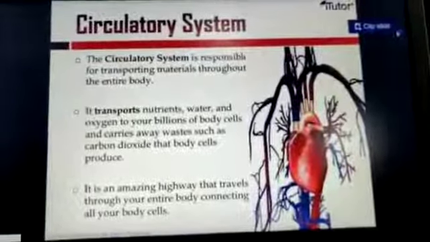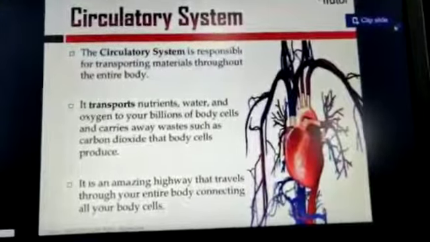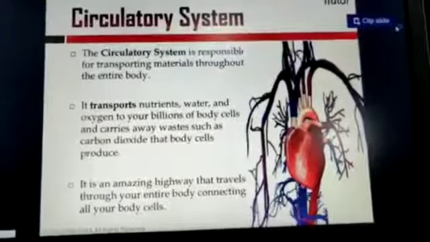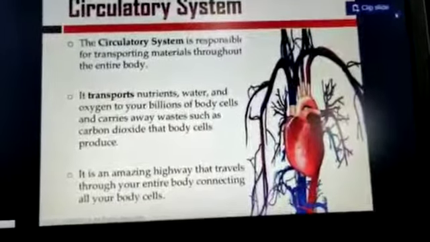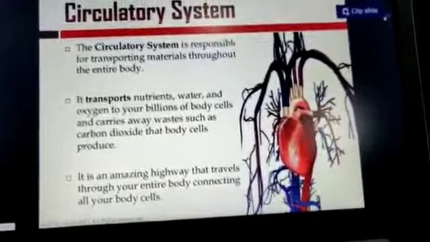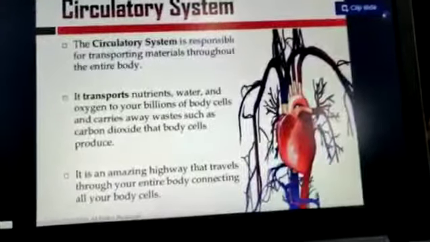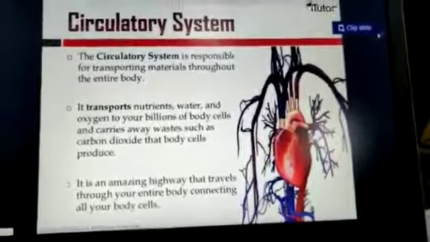What is the circulatory system? The circulatory system is the system which is responsible for transporting material to every part of the body. So what does this circulatory system transport? It transports nutrients, water as well as oxygen.